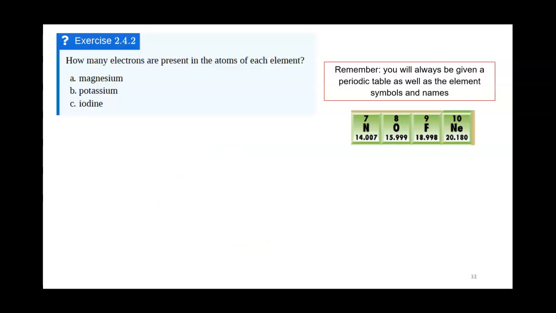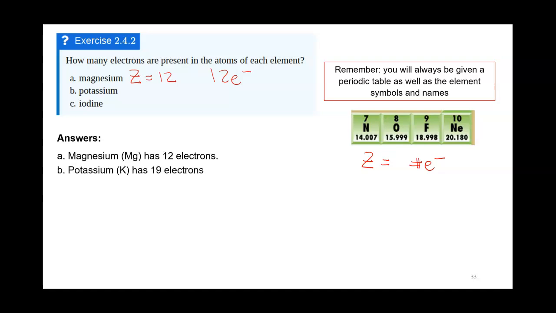So this exercise from the book is asking how many electrons are present in the atoms of each element. And remember that the atomic number will give us the number of electrons. So we just need to look up the atomic number either in the periodic table or in the table that I showed you previously. So the atomic number of magnesium is 12. Therefore, there are 12 electrons in a magnesium atom. I'm going to follow the same procedure for the other ones.